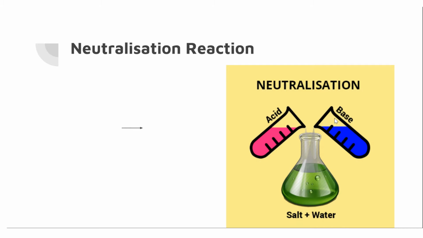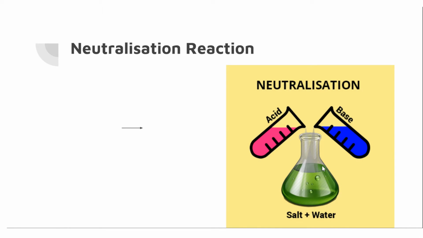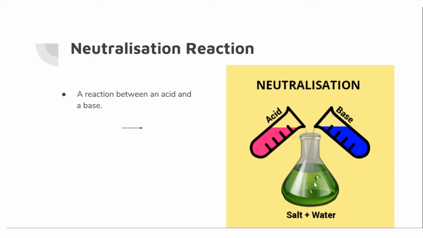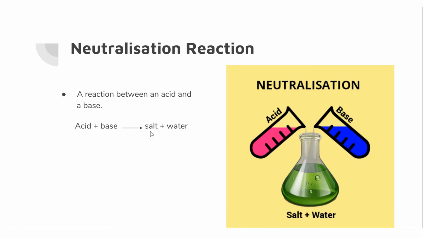Now, when an acid reacts with a base, it produces a neutral solution, which is represented by the green color in the pH chart. So a neutralization reaction is a reaction between an acid and a base. It produces salt and water.